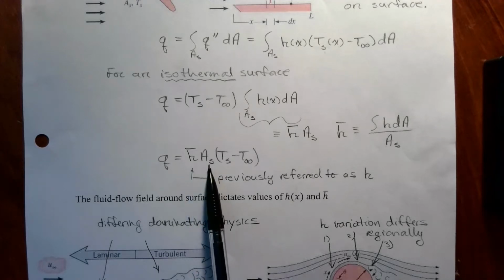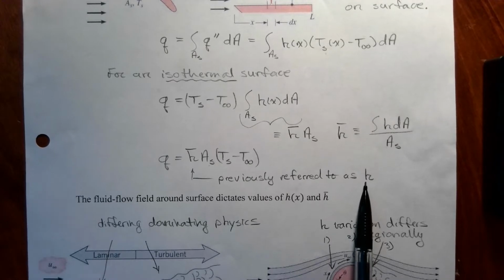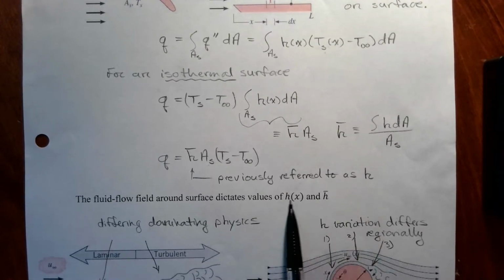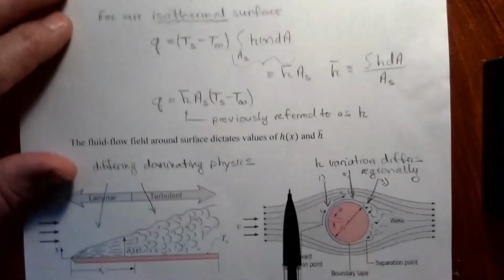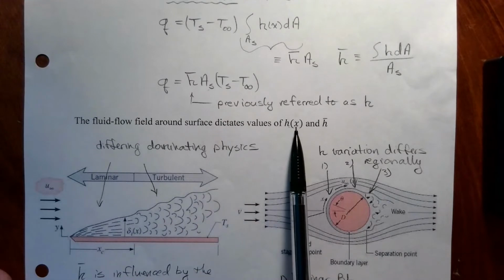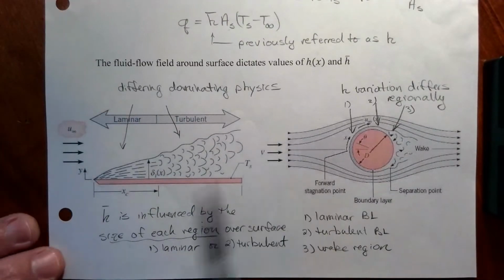What surface? This surface area. And H bar will mean, and H will be the local. So I'm writing it here as H is a function of x, just as a reminder of that, and that H bar is the average heat transfer coefficient. Okay, so the fluid flow, as I said, dictates what that H is going to be, which makes this kind of a challenging problem to calculate values for H.